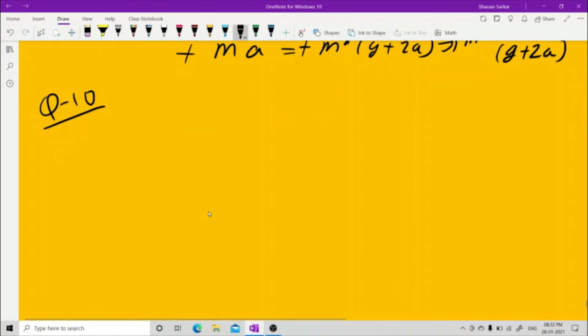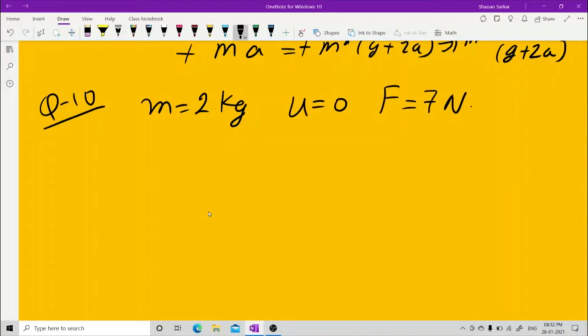Now they are saying mass is 2 kg. Your initial velocity is 0. The force applied is 7 newtons. They have also given the coefficient of friction as 0.1, and time they have given you to be 10 seconds for all of them. Now they are asking you the work done by the applied force.